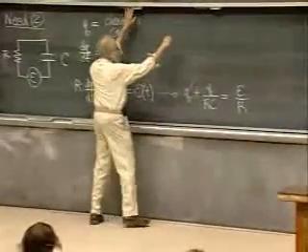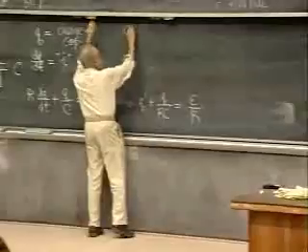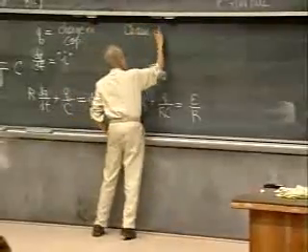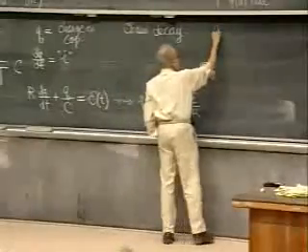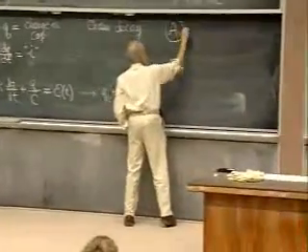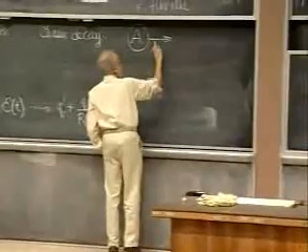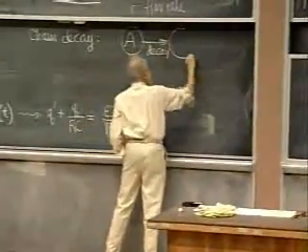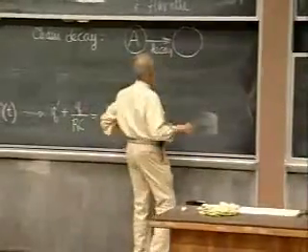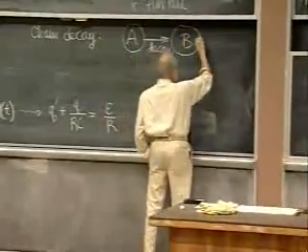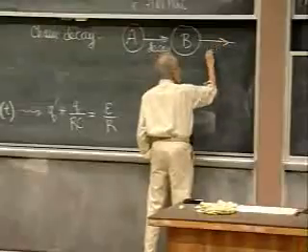Another simple example of this is chain decay, radioactive chain decay, where let's say the radioactive substance A decays into, let's say one atom of this produces one atom of that for simplicity. So it decays into B, which then still is radioactive and decays further.